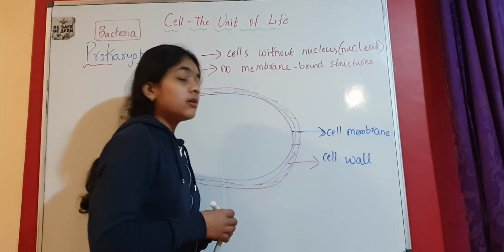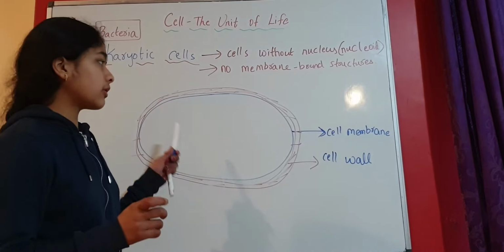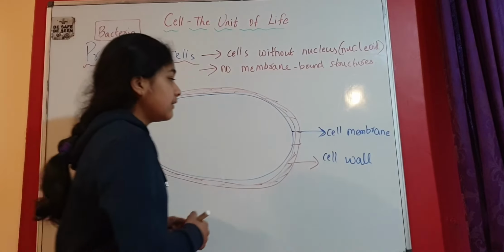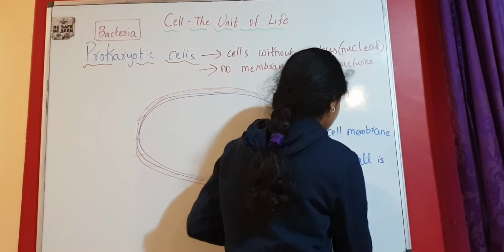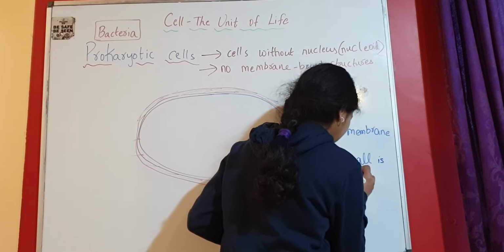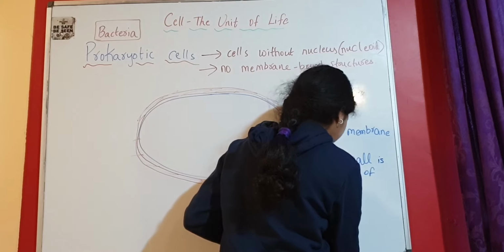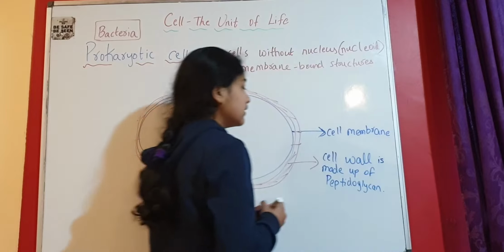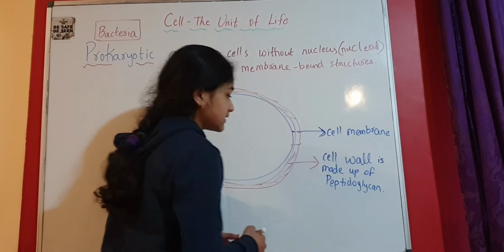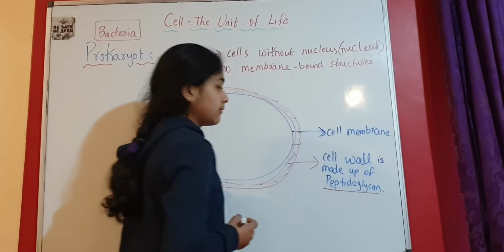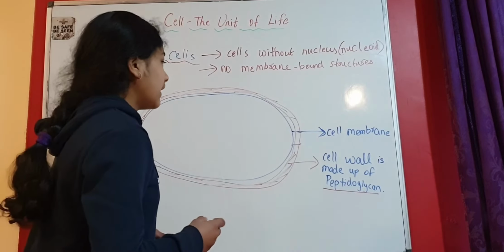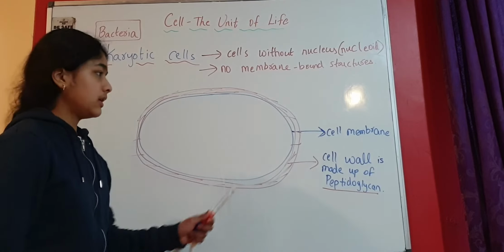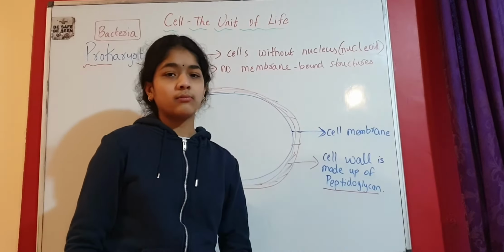Because we are talking about bacteria, basically the structure of bacteria, because bacteria is a prokaryotic cell. In bacteria, the cell wall is made up of a substance called peptidoglycan. So the cell wall is made up of this substance, important to know, peptidoglycan. And this is the cell membrane, the plasma membrane, and this is the cell wall. And the cell membrane is also called the biomembrane.